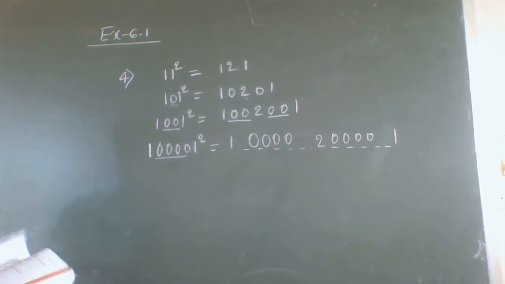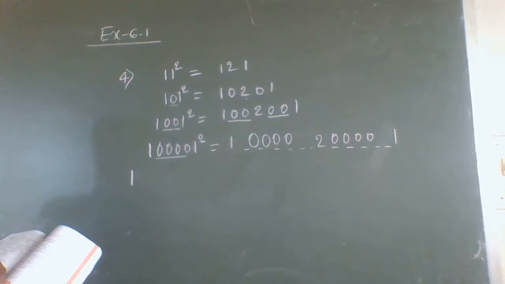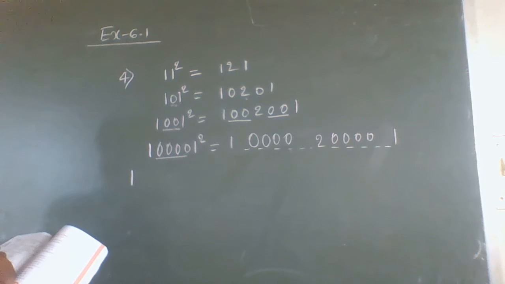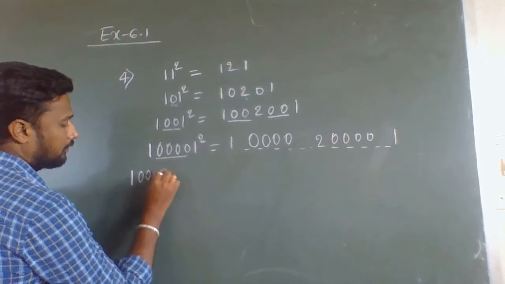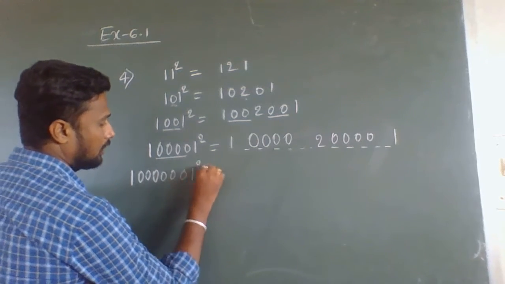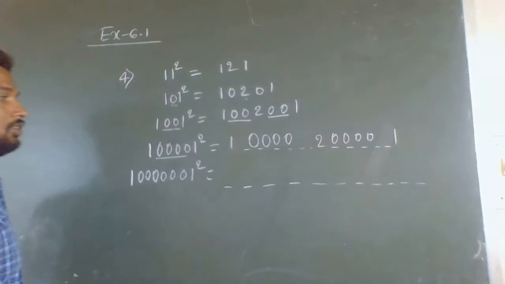Next one. Again they have given 1. After 1, how many zeros they have given? 1, 2, 3, 4, 5, 6. They have given 6 zeros this time. 1, 2, 3, 4, 5, 6, 1 square. And here we should write the full answer.